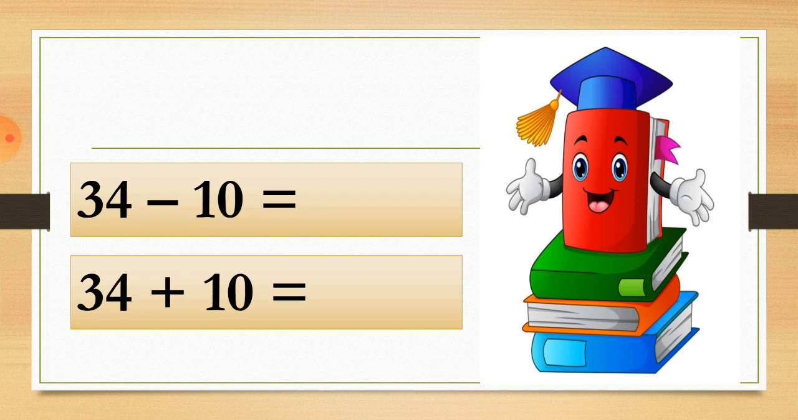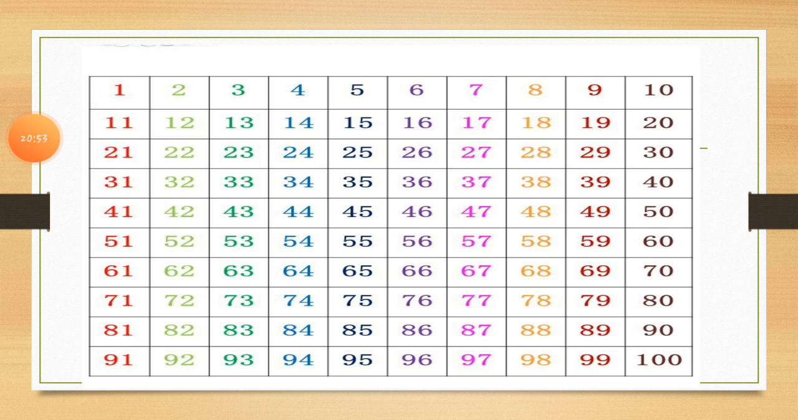This number which is 34. So let's see 34 first. How do we get the answer to 34 minus 10? Let's see how we get the answer using the hundreds grid. Here is the hundreds grid and our number was 34. So you can see here is the number 34.